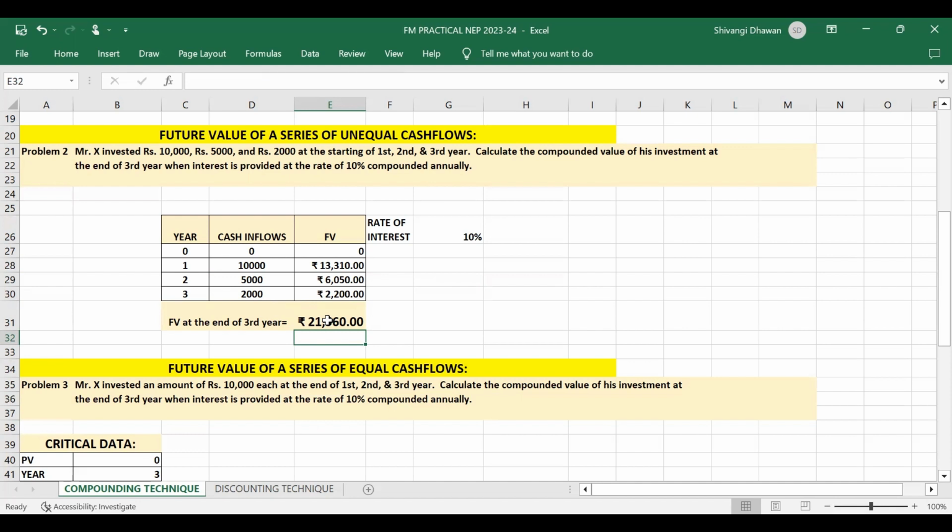21,560 rupees. In the next video, we will understand future value of a series of equal cash flows.